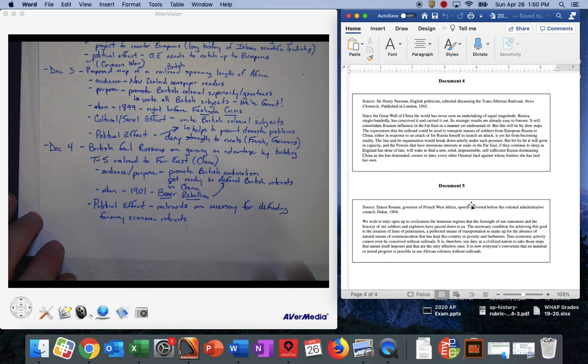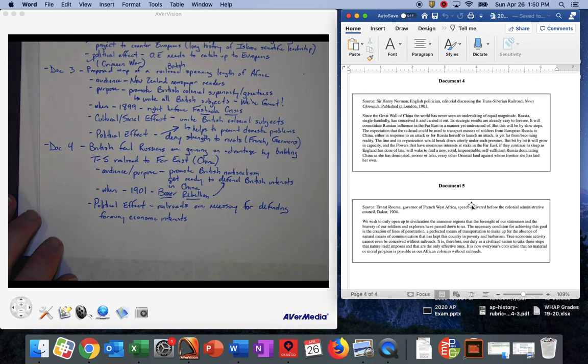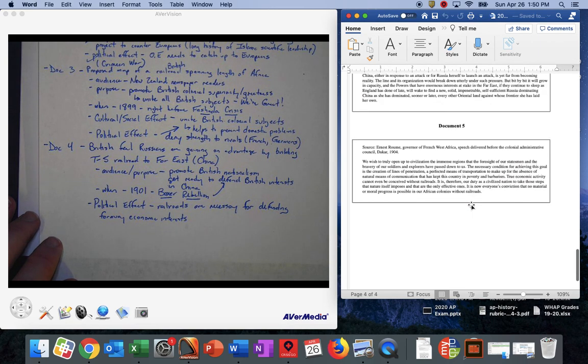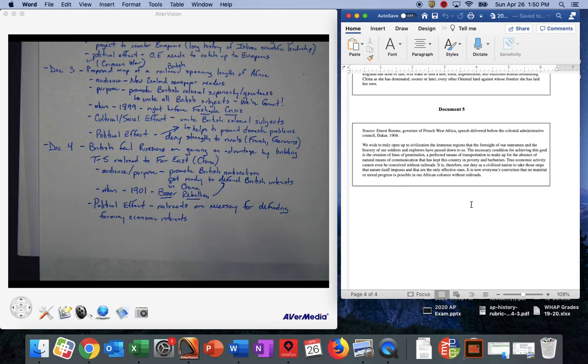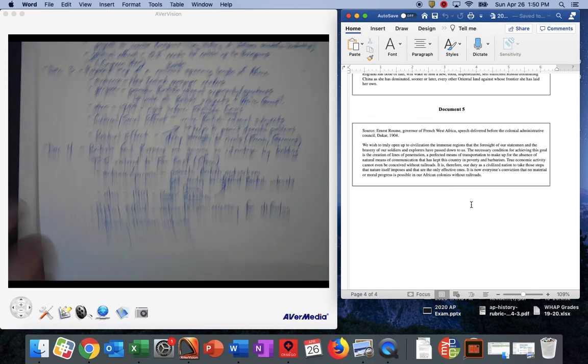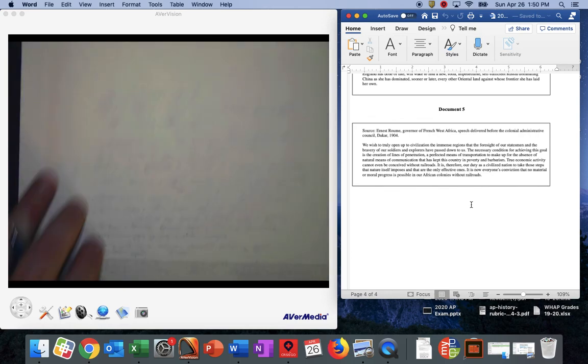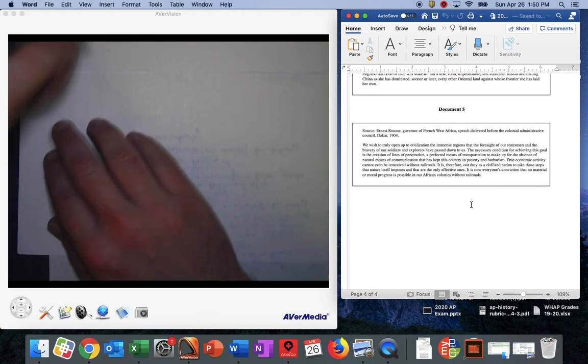Okay, so let's move on to the last document. This is document 5. I'm going to flip the paper over to make sure I've got enough room. So if you need to pause real quick and finish writing, I'm going to flip the paper over in 3, 2, 1, flipping the paper. All right, so document 5.